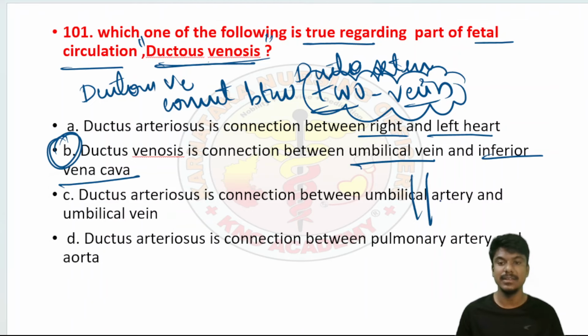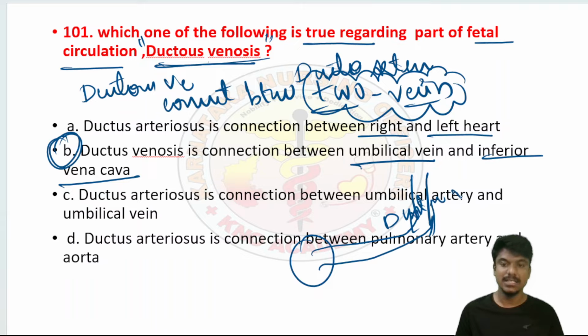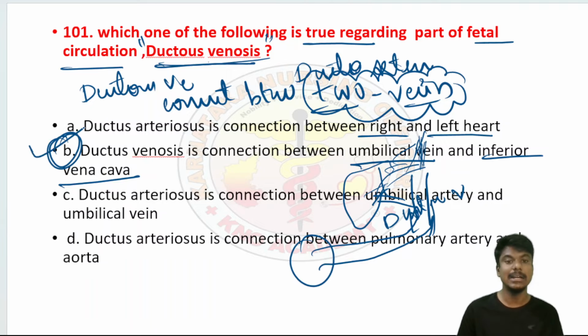Here, this one is the inferior vena cava. Here there will be a placenta, and the umbilical vein going on, so it will connect to the inferior vena cava. That's what this connection is called, ductus venosus. Again it will go to your liver and then to the portal circulation, then again reach the inferior vena cava only. That's what is called ductus venosus. Option number B is the right answer.